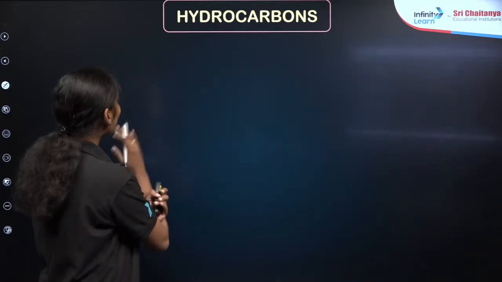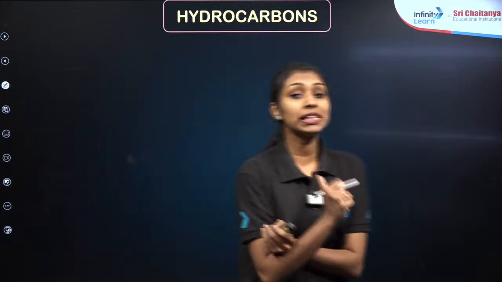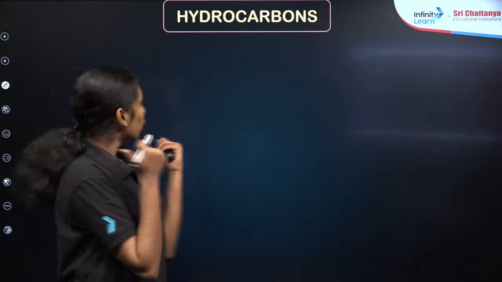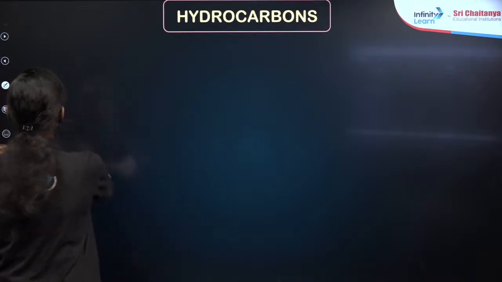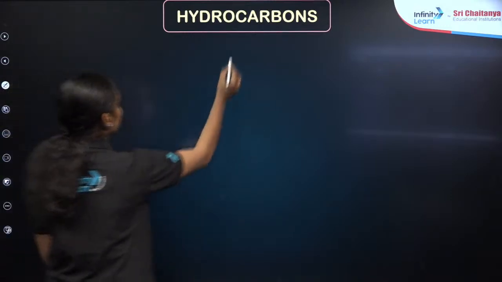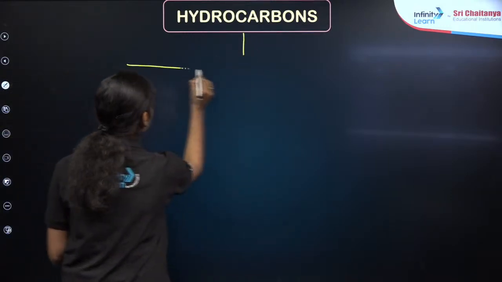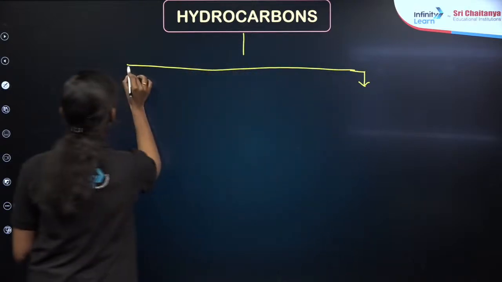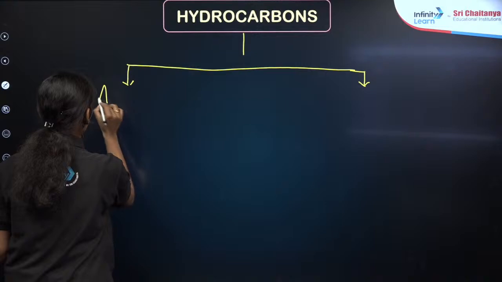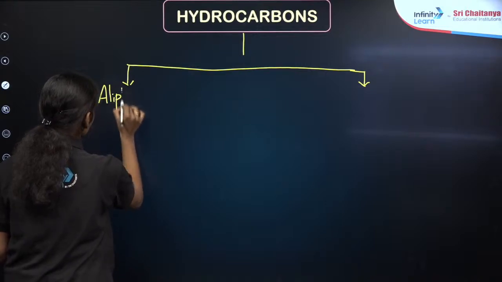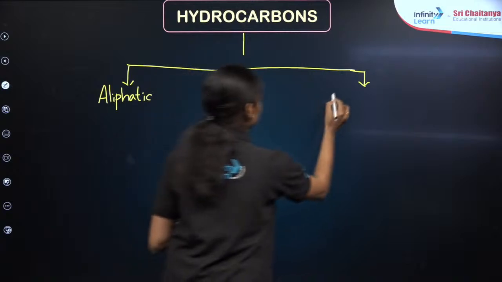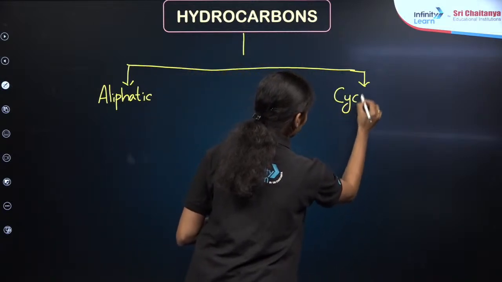Okay, hydro means hydrogen, carbon means carbon, right? So the organic compounds that contain carbon and hydrogen are commonly known as hydrocarbons. So let us go to the classification of hydrocarbons. First of all, I am dividing hydrocarbons into 2 parts. The first one I will call aliphatic hydrocarbons. Then it will be cyclic hydrocarbons, right?